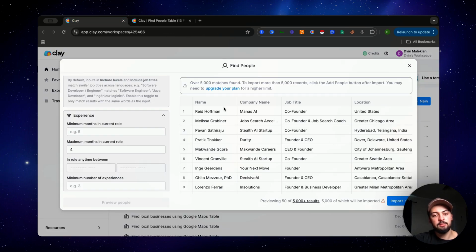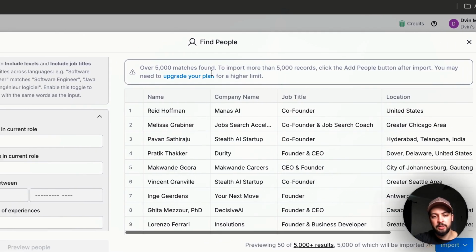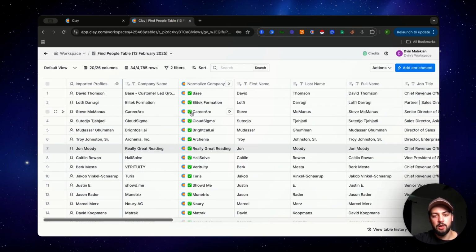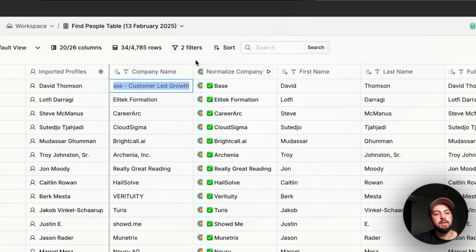is the name of the person, the company they work for, their job title, location, LinkedIn, all that good stuff. So we pulled this information into a Clay table, and the very first thing we wanted to do, and I noticed this right off the bat, was that the company names are just a little bit weird. For example, this one says base customer led growth. Obviously, the company name is just base, not customer led growth.